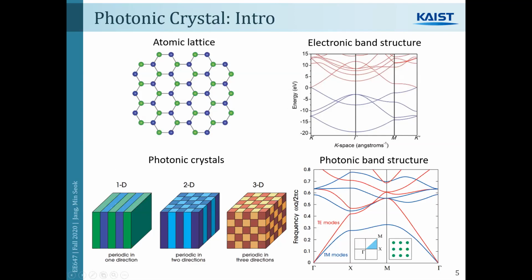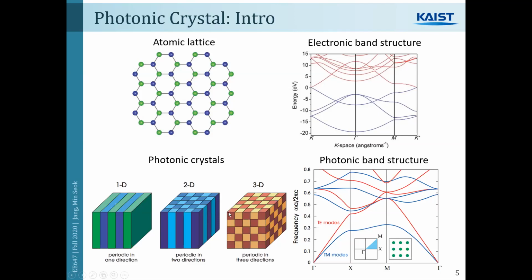And similarly, what people did with photonics is that now we create a periodic structure with two different materials. Okay, so in this 1D case, you have a 1D periodic structure, and 2D or 3D periodic structures. And because of these periodic structures, photonic structures can form a band structure like this. So just like electronic states form an electronic band structure in solid material, photonic structures can form a photonic band structure if you make a periodic material.